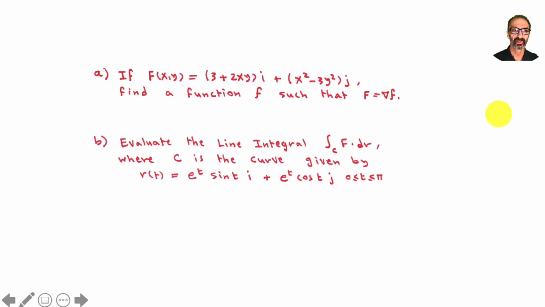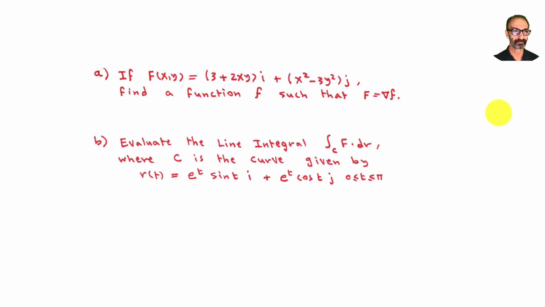Here's a problem. It says you have capital F, the vector field, equals (3 plus 2xy) i plus (x squared minus 3y squared) j. Find the function f such that the gradient of that f is the vector field capital F. And we're going to evaluate the line integral of F dot dr, where C is the curve given by r of t equals e to the t sine t i plus e to the t cosine t j, where t goes from 0 to pi.